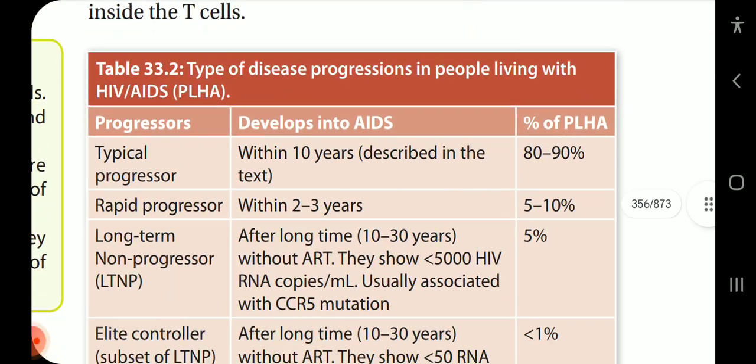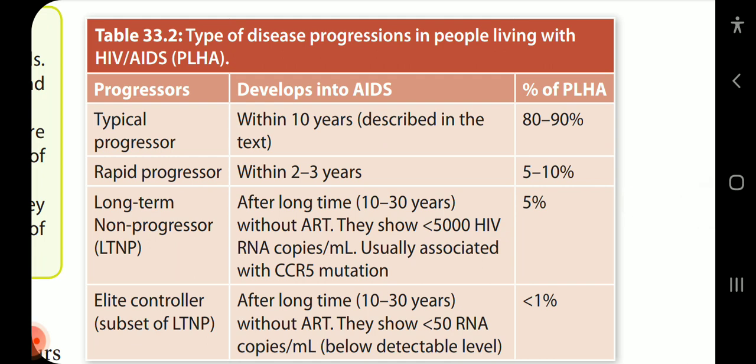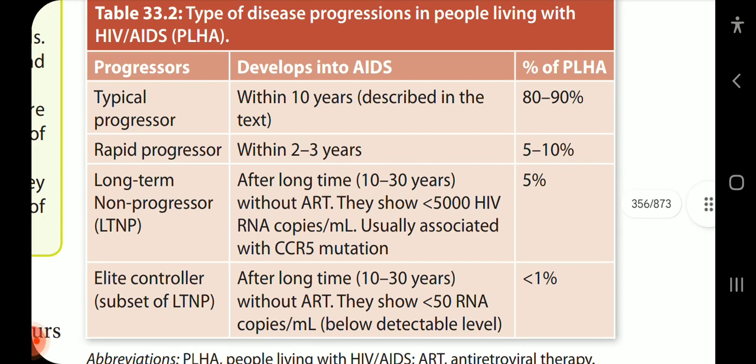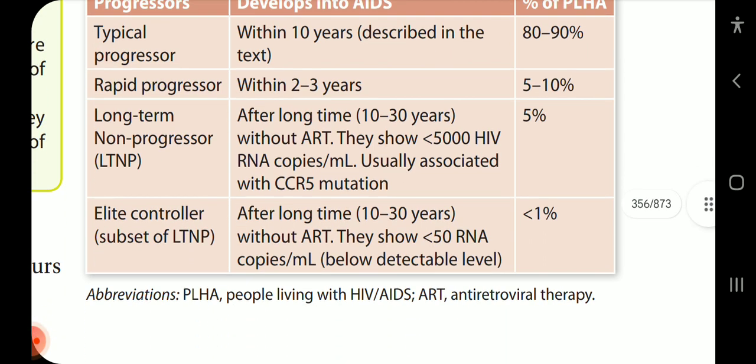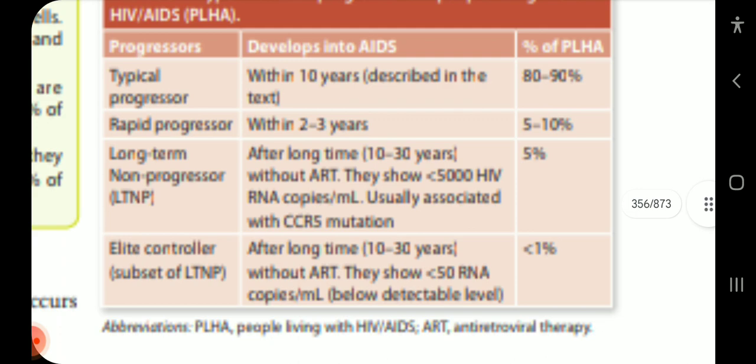Okay, the typical progressors develop AIDS within 10 years, and this is in 80 to 90% of the patients. The rapid progressors develop AIDS within 2 to 3 years, seen in 5 to 10% of the cases. Long term non progressors, LTNP, develop it after a very long time, like 10 to 30 years without ART. They show less than 5,000 HIV RNA copies per ml, usually associated with CCR5 mutation, seen in 5% of the cases. An elite controller, a subset of LTNP, after a long time, 10 to 30 years without ART, shows less than 50 RNA copies per ml, below detectable level, and is seen in less than 1% of the patients.